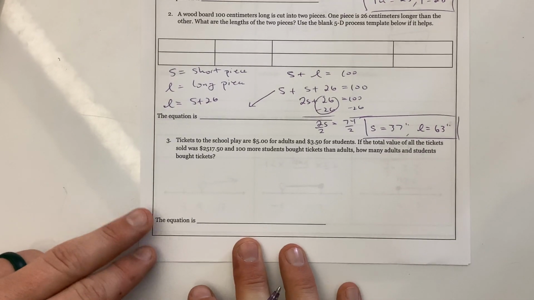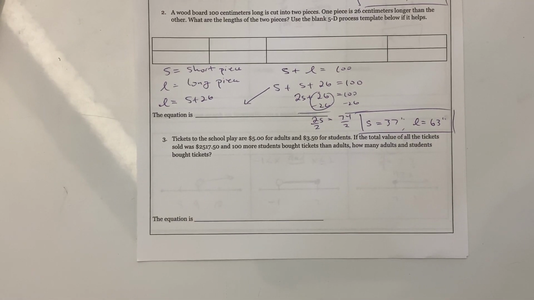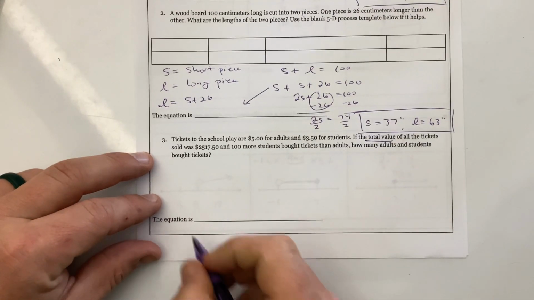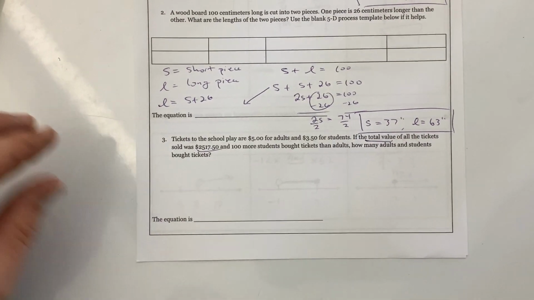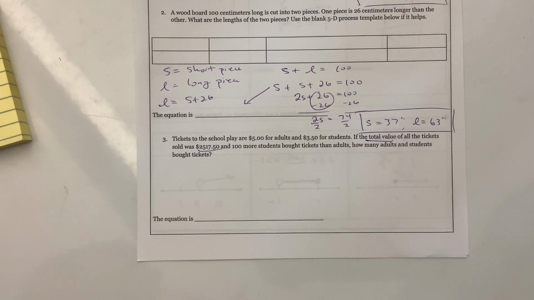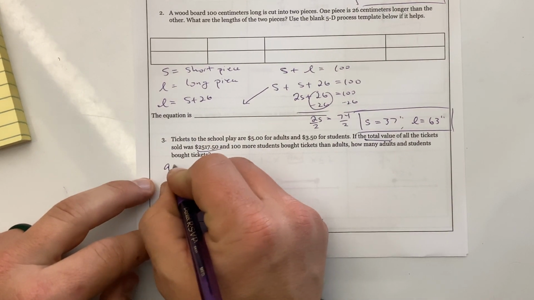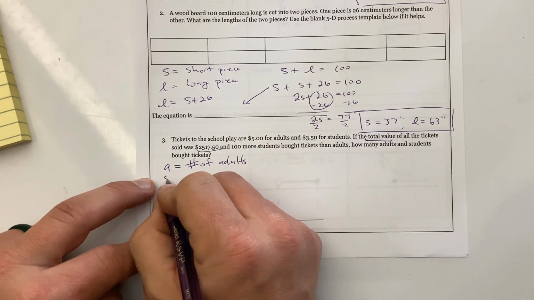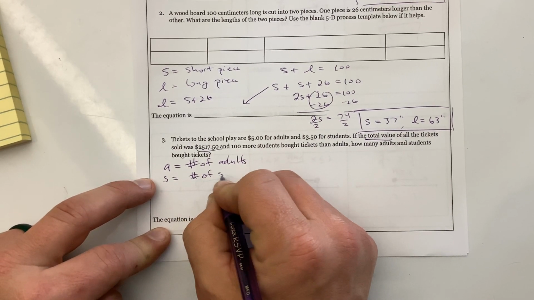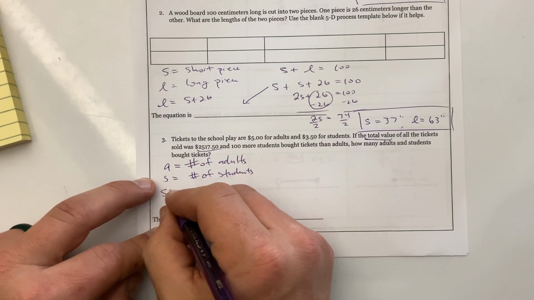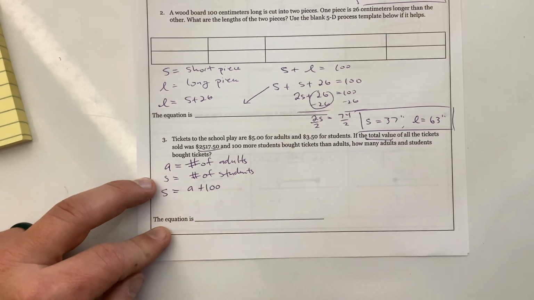The tough one. Tickets to a school play are $5 for adults and $3.50 for students. If the total value of all the tickets sold was $2,517.50 and 100 more students bought tickets than adults, how many adults and students bought tickets? A is going to be the number of adults. S is number of students. And I know that S equals the number of adults plus 100.